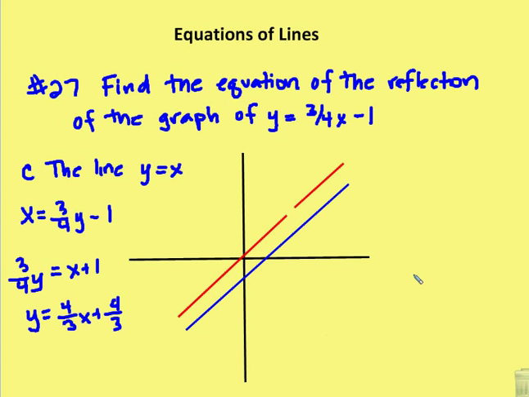In my last equation, I'm asked to find the reflection of the graph over the line y is equal to x. Whenever I reflect something over y is equal to x, I just change the x and y values and then solve for y. So in this case, I rewrite the equation as x is equal to 3/4 y minus 1. Now I solve for y. I add 1 to both sides. I have 3/4 y is equal to x plus 1. I divide both sides by 3/4, or in fact multiply by 4/3, and I end up with y is equal to 4/3 x plus 4/3.